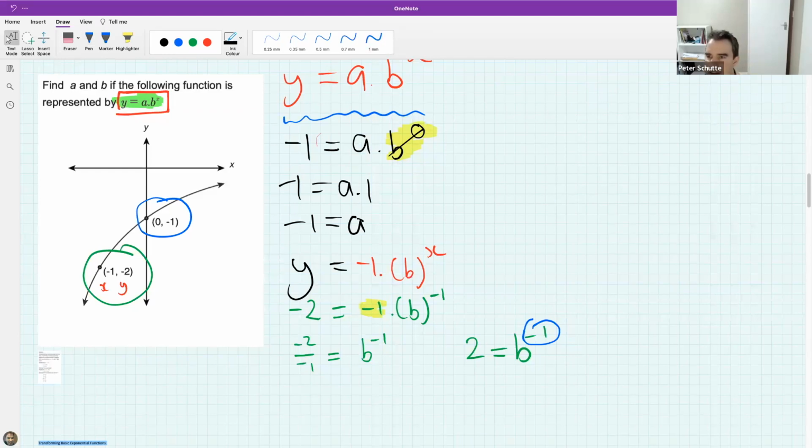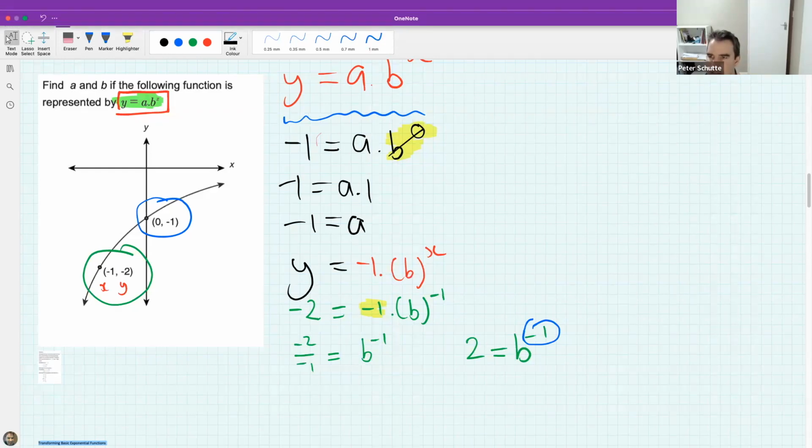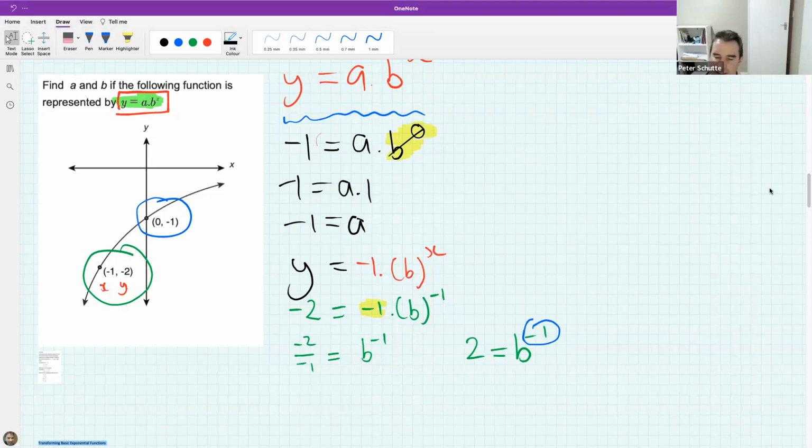Okay, Mbali and Zanelia, what do you remember about negative exponents? Say b to the power of -1 will change and be a fraction. It's gonna be 1 all over b. Perfect, yes. And then how do I get b by itself?